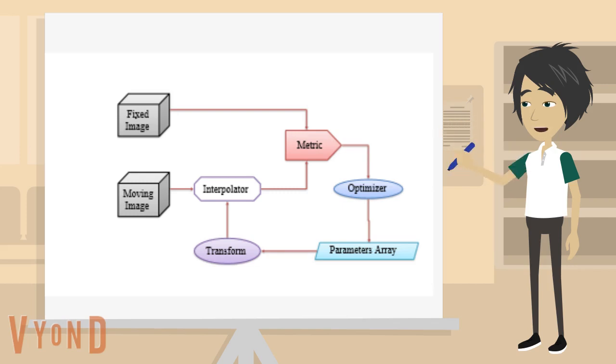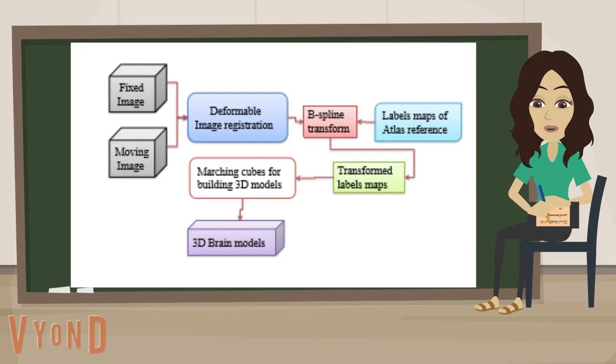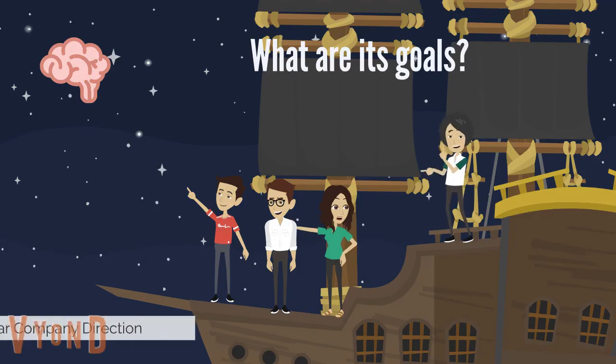In each step, the moving image, which is the image obtained from the patient, is transformed. This process is repeated until the optimum value for similarity between both images is obtained. After this, we have our 2D registered moving image that matches with the general data and different regions of the brains are labeled. Then 3D reconstruction is produced by different algorithms and methods over the brain labeled maps. B-spline method is used as well as Marching Cubes algorithms. What are its goals?